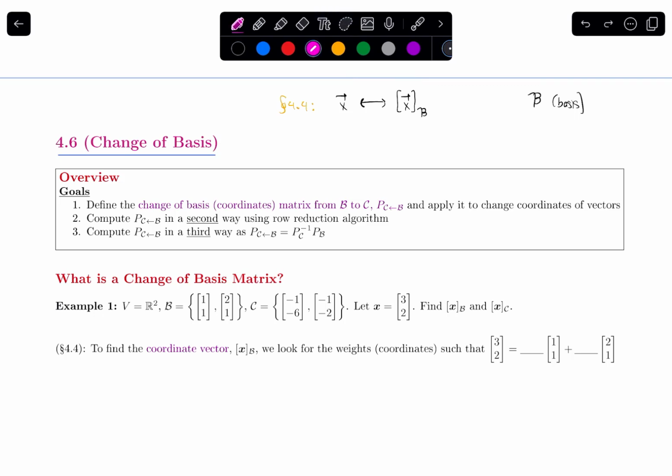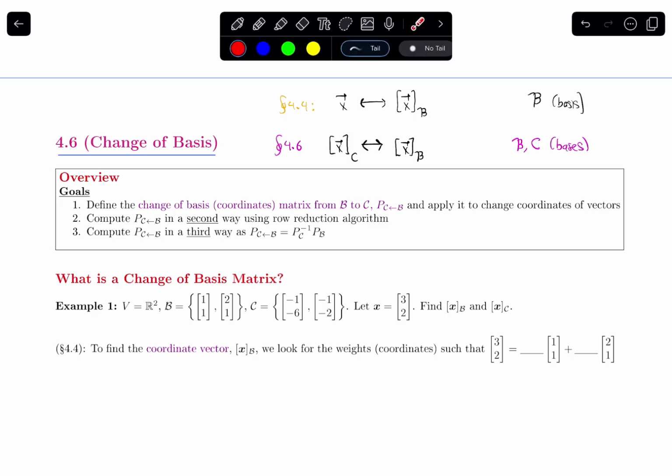But now, in this section 4.6, we are going to be working with two bases. So we'll have a basis b and a basis c. So there's two bases, and we are going to be interested in going from one coordinate vector to another. So if I have the coordinate vector of x in terms of the basis c, how can I get from that to the coordinate vector of x in terms of some other basis, or vice versa? How can I go back and forth between these two things?